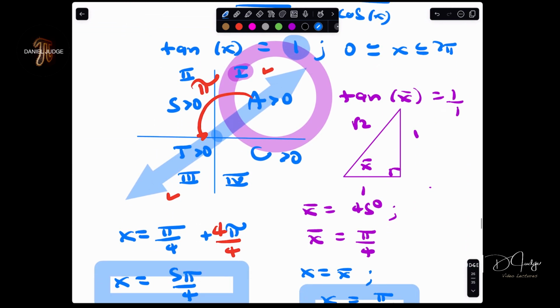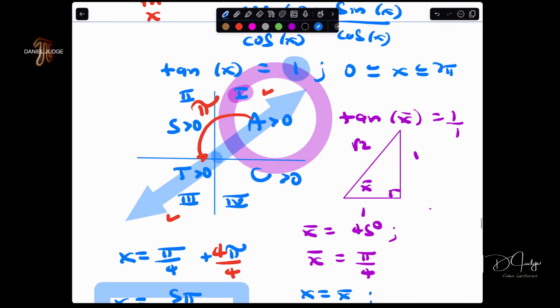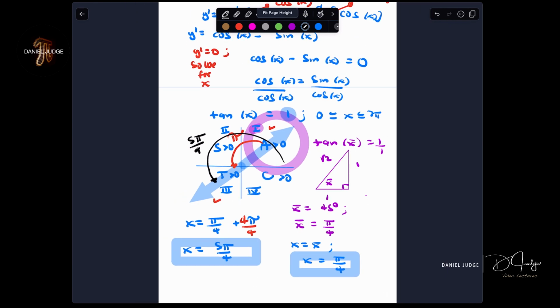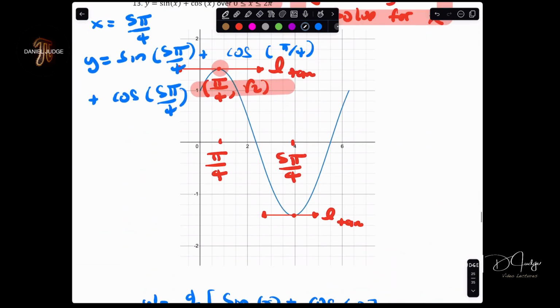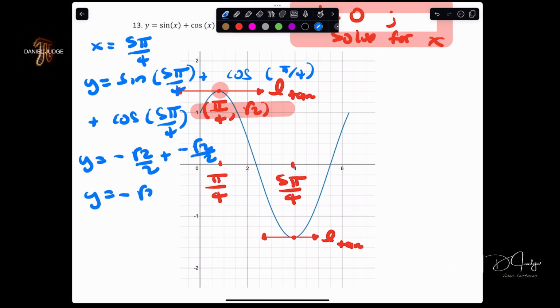Let's go back to the quadrant. Quadrant 3, this is where the pi over 4 angle is. So I want you guys to remember, this is 5 pi over 4 now. Tangent's positive, but both sine and cosine are negative. You say, so what does that mean? Well, this is what it means. Negative square root of 2 over 2 plus a negative square root of 2 over 2. Y will be negative square root of 2 over 2.